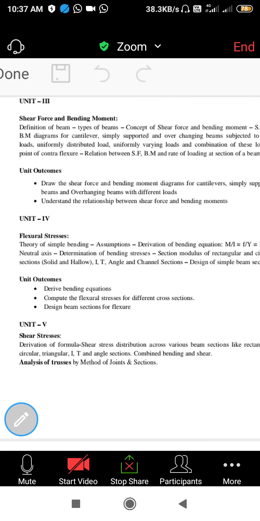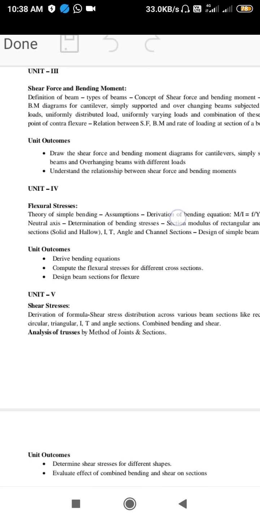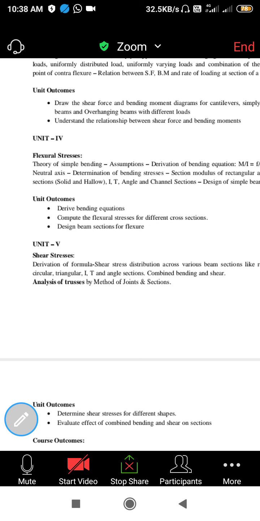Next, types of beams: simply supported beam, fixed beam, cantilever beam, propped cantilever beam. These are the types of beams present. When the various types of loads act on the beams, what is their bending? What is the deformation of that beam when the point load is acting, or when a combination of loads is acting? These are studied in the third unit, that is shear force and bending moment. Next, coming to the flexure stresses.